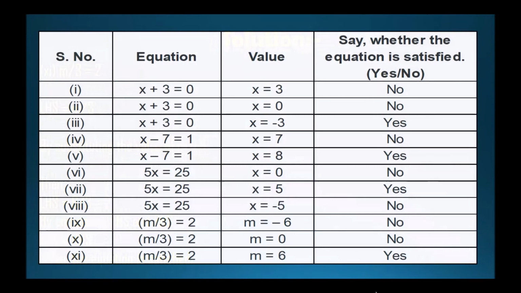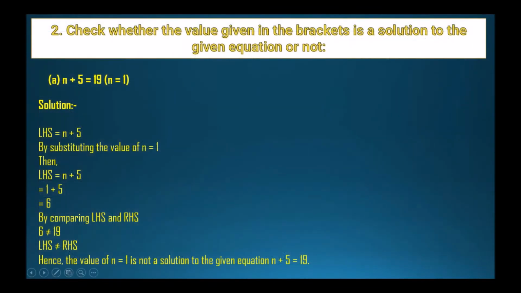Next question is check whether the value given in the bracket is a solution to the given equation or not. So first is n plus 5 equals 19, bracket n equals 1. Now here n plus 5 is LHS. We will substitute the value of n, that is 1. That 1 plus 5 is 6. So LHS is 6 and RHS is 19. So LHS and RHS both are not equal. Hence, the value of n is 1 is not a solution to the given equation n plus 5 equals 19.